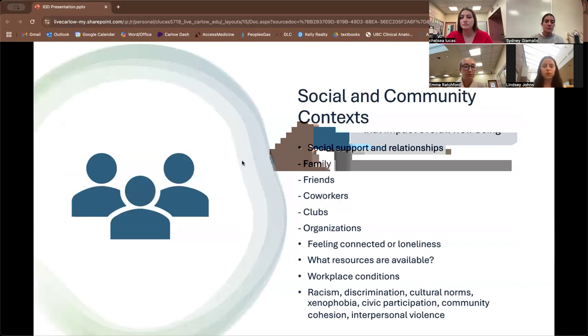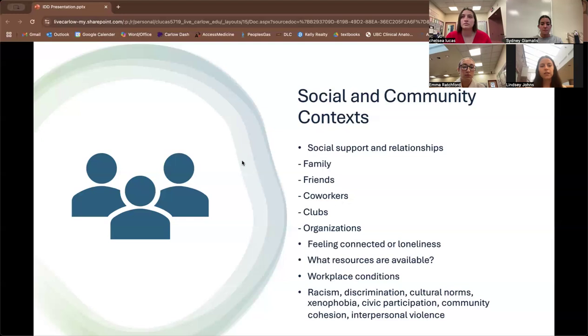So the social and community context for individuals with disabilities plays a significant role in shaping their overall health and well-being. These contexts include their interpersonal relationships, so their family, their friends, coworkers, and community engagement, so if they are participating in clubs or organizations, social inclusion, and access to social support networks. A strong support network improves mental health, increasing access to health, and lack of social support can lead to isolation and stress, as well as worsened health outcomes.